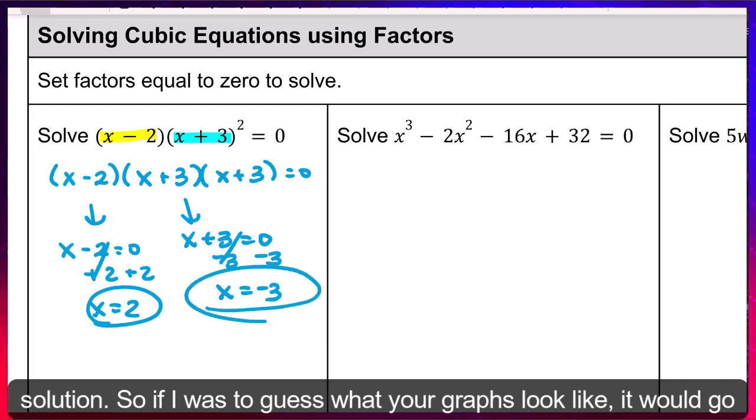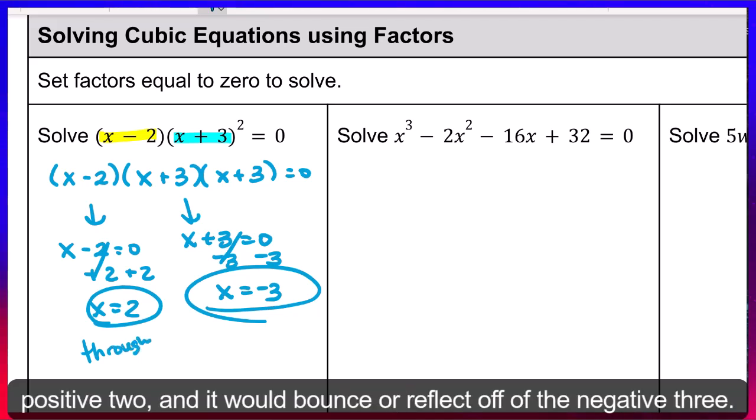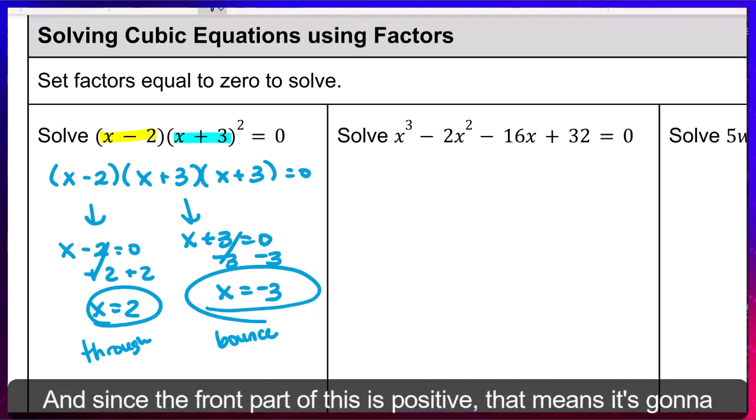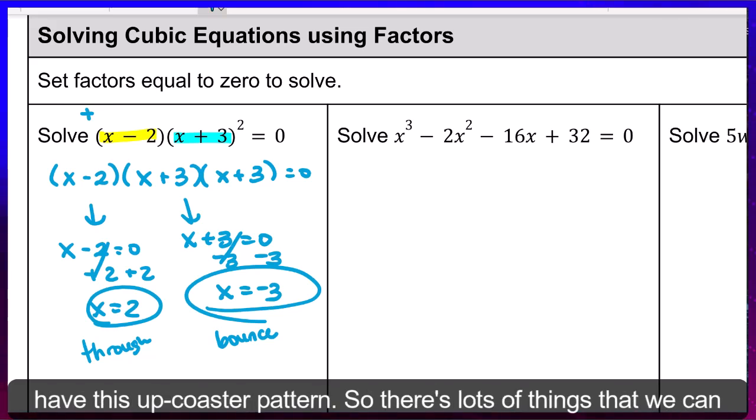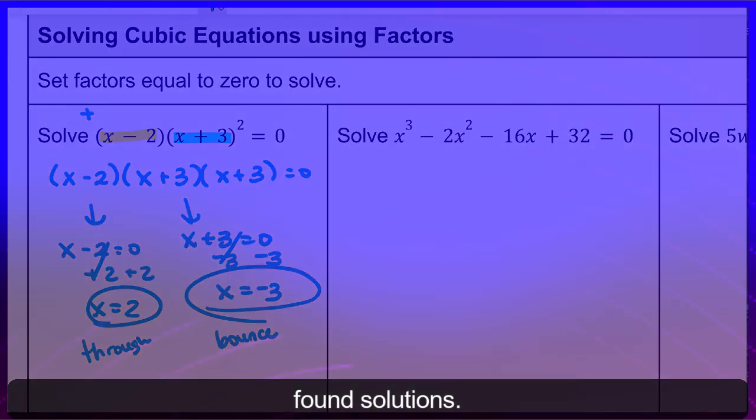So if I was to guess at what your graph looked like, it would go through positive 2, and it would bounce or reflect off of the -3. And since the front part of this is positive, that means it's going to have this up coaster pattern. So there's lots of things that we can do with this. Not yet, but that's basically how you use your factors to find solutions.